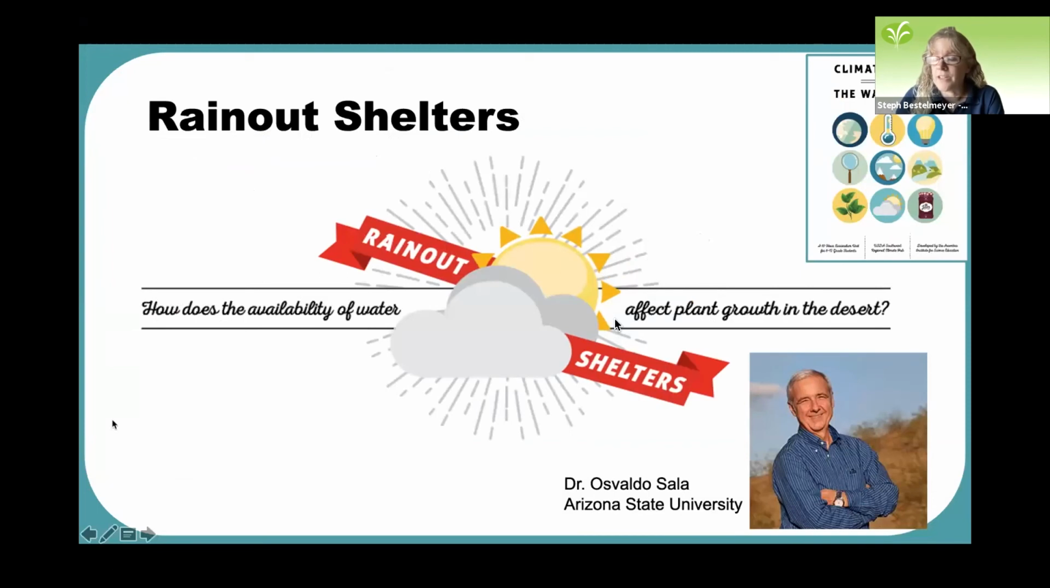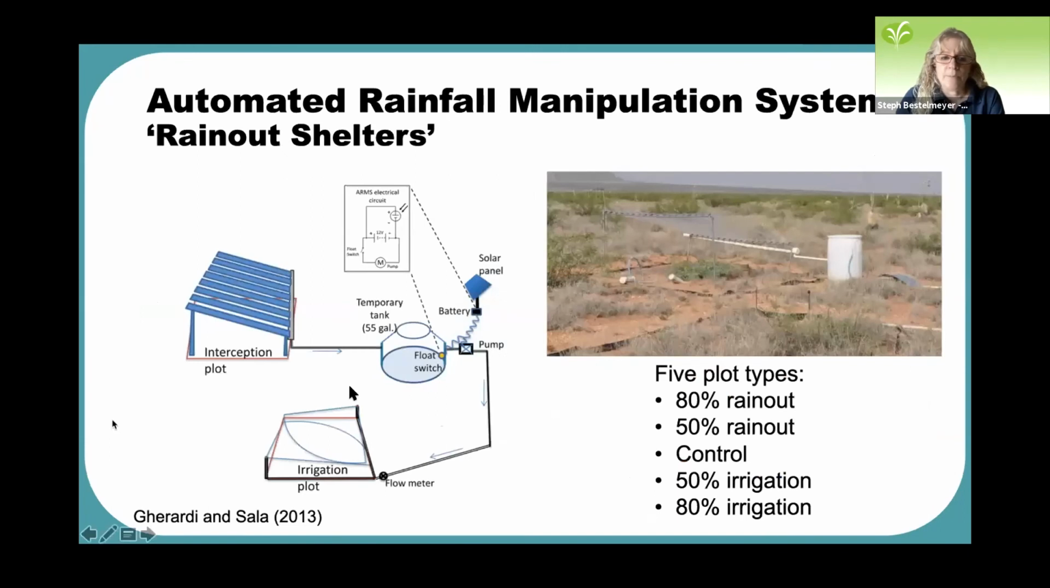It's called Rainout Shelters. It is part of the Climate Change in the Water Cycle Unit. And it's a very simple activity that gives students real data from an ongoing study where scientists are using data to try to understand the effects of climate change, especially on plants in the desert. So it's based on a study being conducted by Dr. Osvaldo Sala at Arizona State University and his team. Next slide, please. Thanks, Kelly.